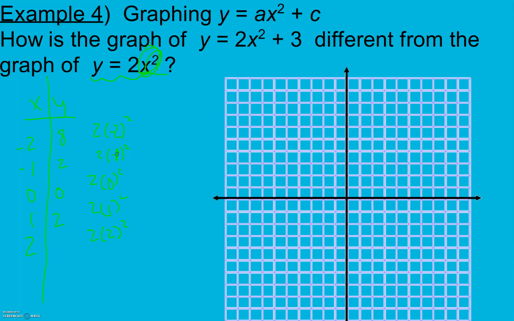And again, when we have negative numbers, we want to make sure we put those in parentheses. So it's a good habit to always put them in parentheses when you type them in your calculator, just to make sure that we are getting where we need to go. So here, I'm going to be at -2, 8, -1, 2, 0, 0, 1, 2, and 2, 8.